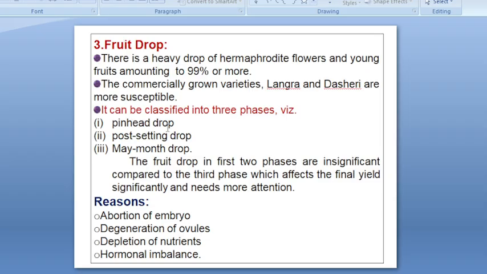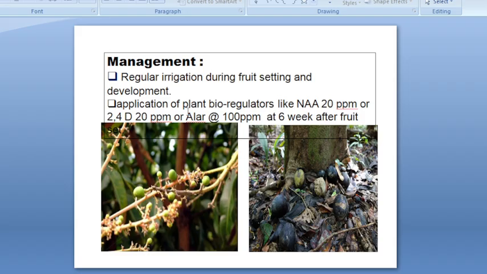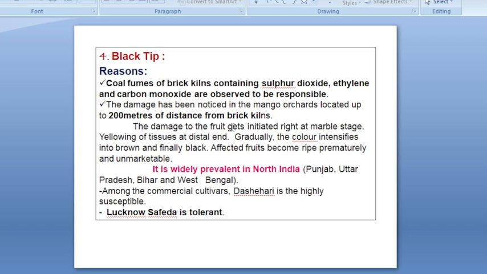It will significantly affect the yield and quality of the fruit. So this might be because of improper development or pollination that leads to the abortion of the embryo and degeneration of the ovules and depletion of the nutrients, and if there is any hormonal imbalance that leads to the fruit rot problem. To control this we have to follow all these measures, like regular irrigation. We can also apply chemicals like NAA, 2,4-D or Alachlor at the rate of 100 ppm.